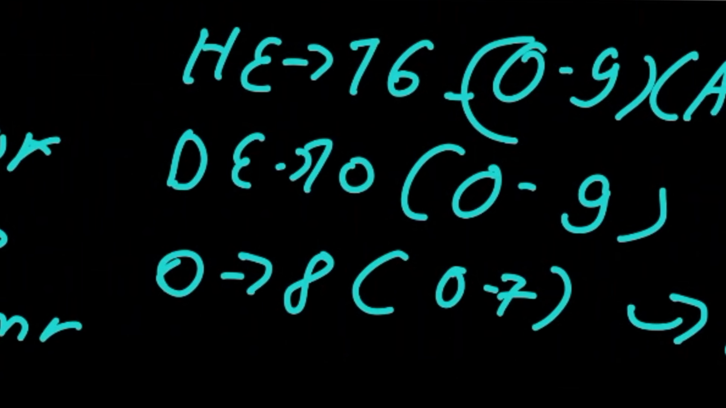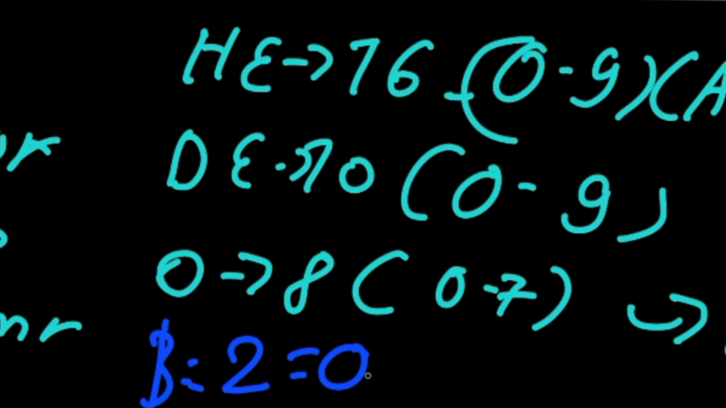Among them, hexadecimal consists of 16 digits, decimal consists of 10 digits and octal consists of 8 digits. To give you a view, binary has two digits, 0 and 1. The hexadecimal has 16, decimal has 10, and octal has 8.